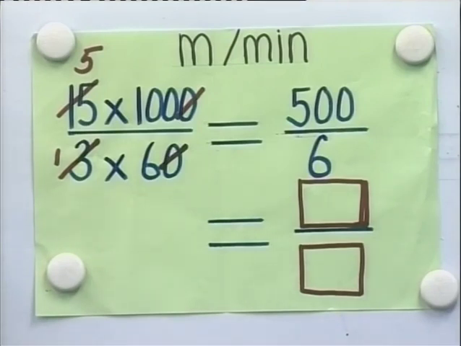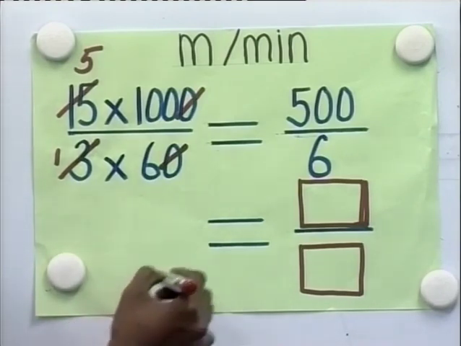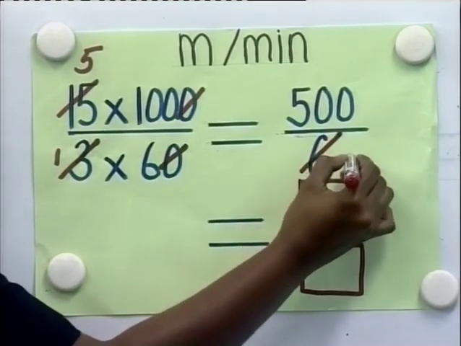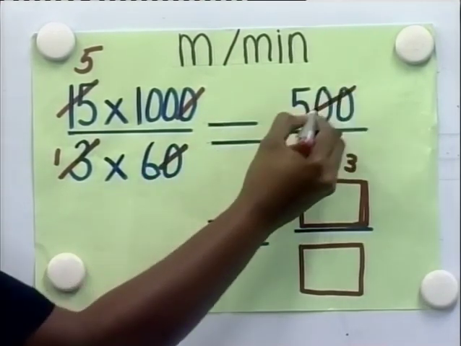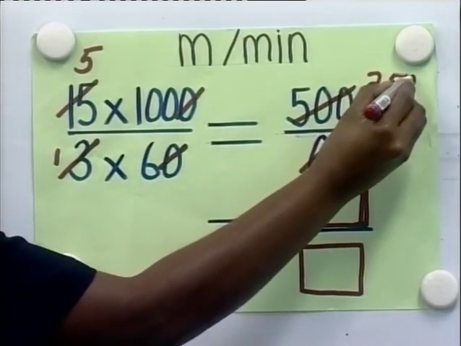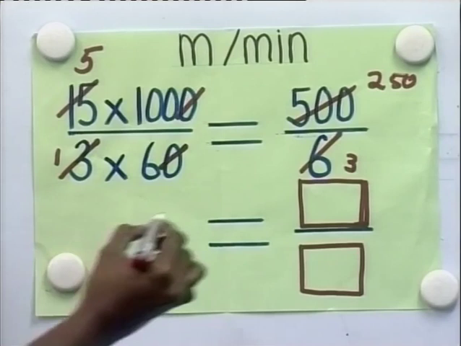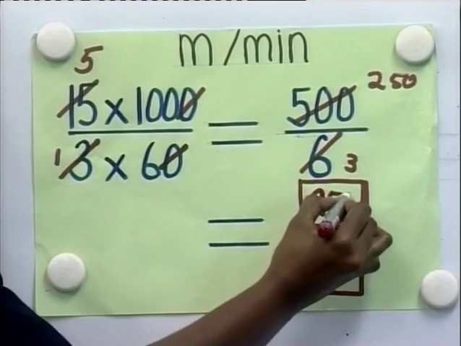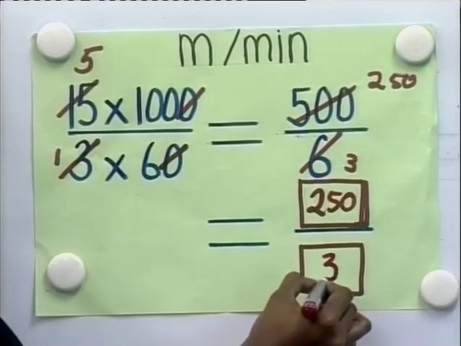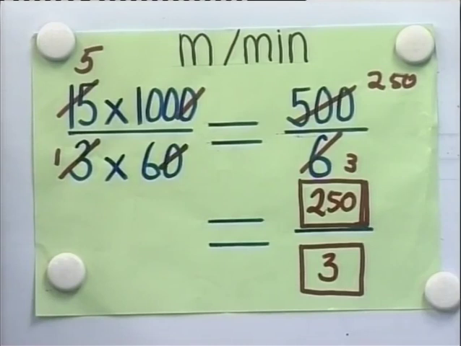Now I look for another common factor that can divide evenly into 500 and 6. Our common factor will be 2. So 2 into 6 is 3, 2 into 500 is 250. So 250 over 3 meters per minute.